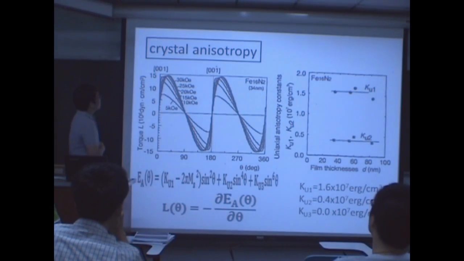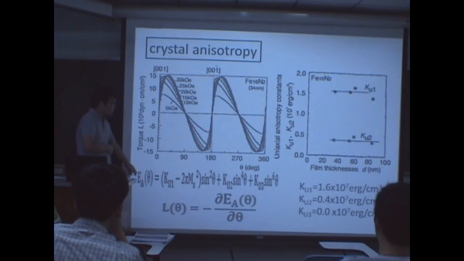In this slide, the determination of the crystalline anisotropy constant is demonstrated by the experimental result, curve, and formula shown here. We can extract the crystalline anisotropy constant from there, and the results show that the anisotropy constant is largely independent of film thickness.